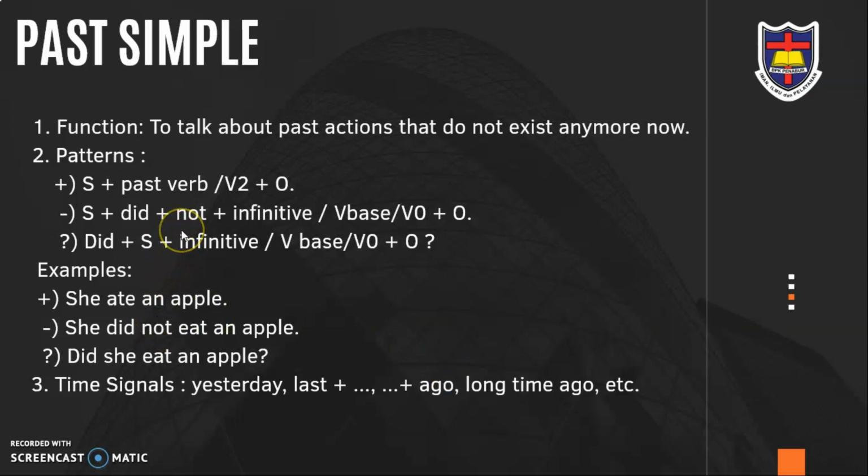For patterns, because this is past simple, we are going to use the past verb, or some people call it verb 2, with did as the auxiliary, and was or were as the to be of past simple. Here are the patterns, these are the examples, and these are the time signals that can be used in past simple.